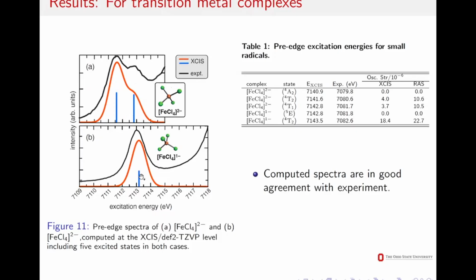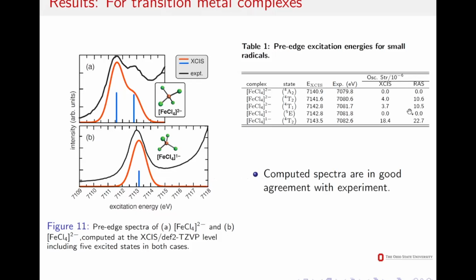For FeCl4 1-, there's one important peak, that's the 4T2. These spectra are actually shifted, almost 50 to 60 electron volts, and that shifting is because of the orbital relaxation. So the computed spectra, what I'm trying to say, are in good agreement with experiment. Although we have to shift a lot, our main goal is to get the spectral features correctly.